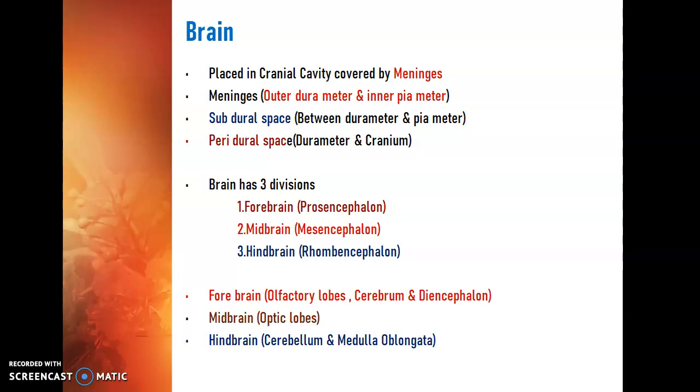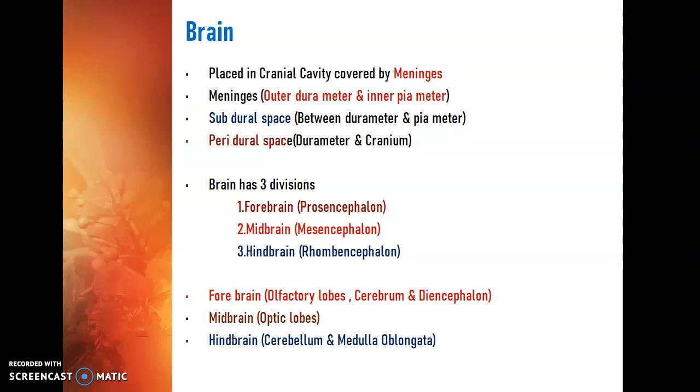Then what are the spaces which are formed in this brain? In between these two membranes, that is duramater and piamater, you can see a space that is called the subdural space. And another space is called the peridural space, which means there is a space formed between the cranium or the cavity of the brain and the outer membrane or the duramater.